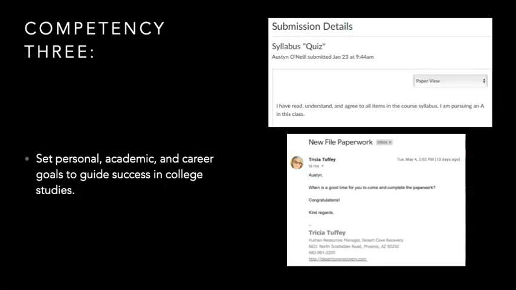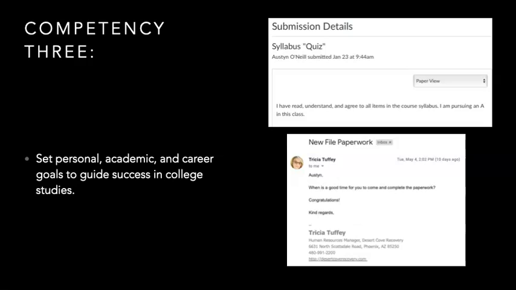Competency 3: set personal, academic, and career goals to guide success in college studies. So I think healthy mind, healthy body, organized life, right? That's my motto. Over the course of the last year and a half, I've lost 150 pounds. As I successfully set that goal and obtained it, my mental health drastically improved, and so it definitely helped my college studies.